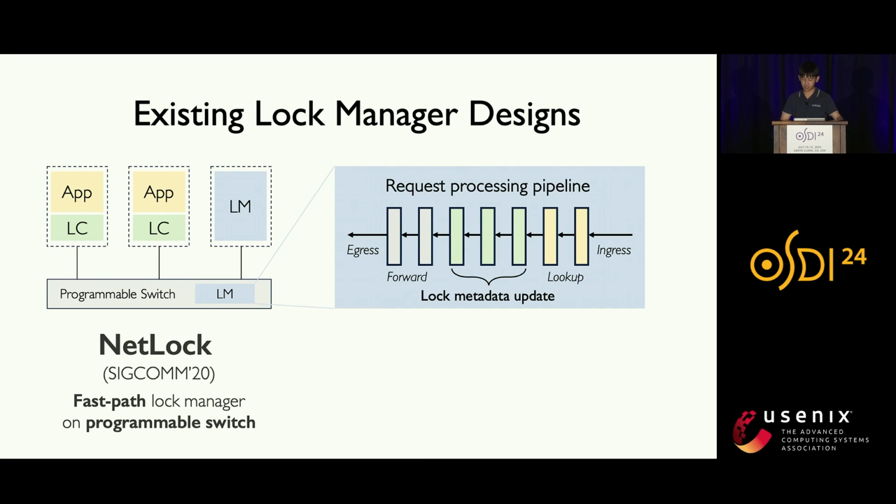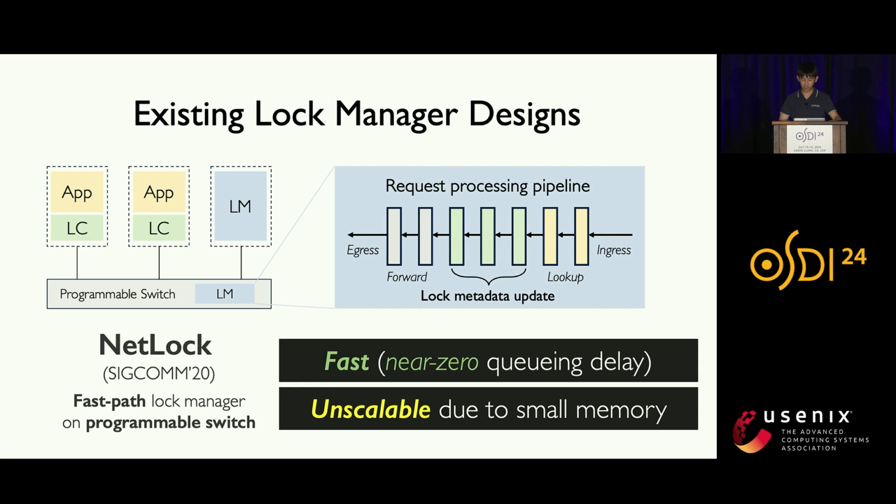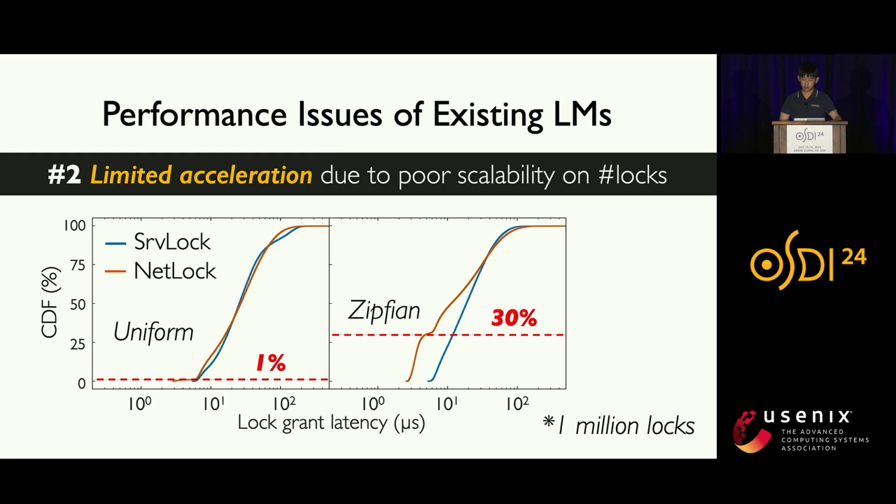Recently, programmable switches have been exploited to host a fast-path log manager called netlog. Due to the strong packet processing power of switches, netlog can achieve near zero queuing delay, so it processes packets really fast. But netlog is not scalable on the number of logs because programmable switches typically have very limited on-chip memory capacity, so it cannot store a sufficiently large number of logs and their metadata.